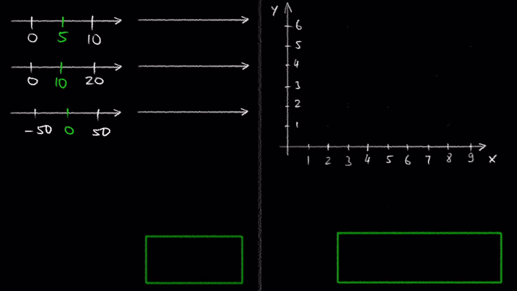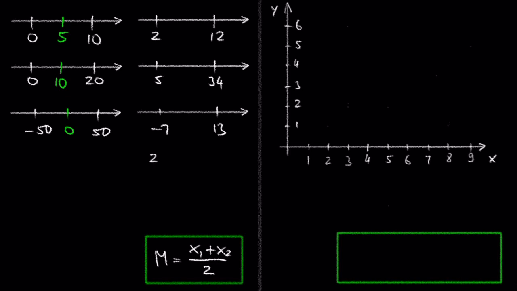But what if we have numbers like 2 and 12, 5 and 34, or negative 7 and 13? To make it short, we find the midpoint by just adding the two numbers and dividing them by 2.